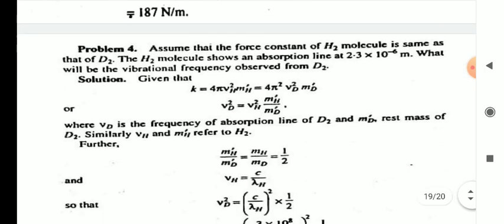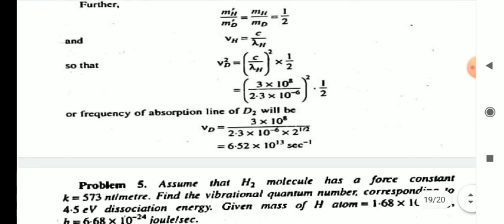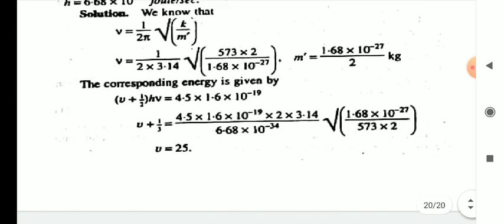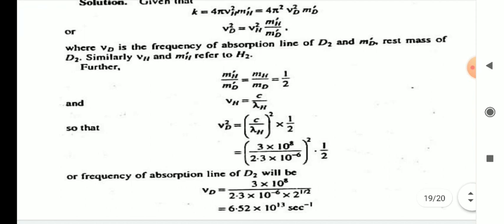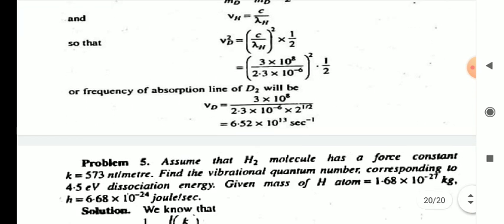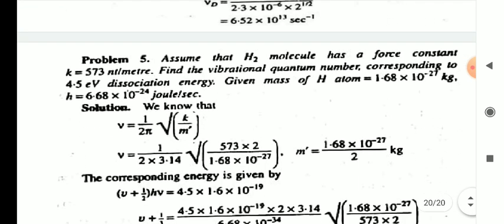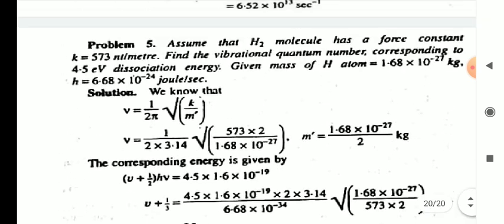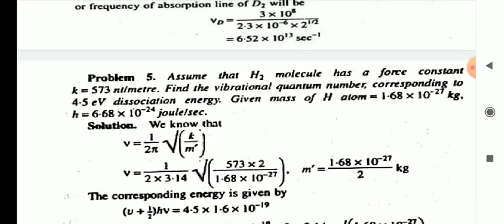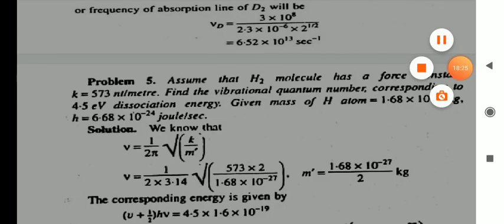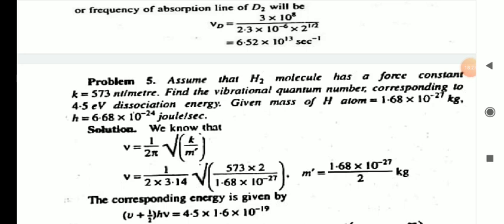Similarly, we can calculate example number 4 and example number 5. If you find any difficulty in solving 4 and 5, tomorrow we shall discuss. You can ask freely your doubts and questions in tomorrow's class. With this, I conclude the molecular spectra, and in the next class we shall completely discuss Raman spectroscopy. With this I will conclude my class.